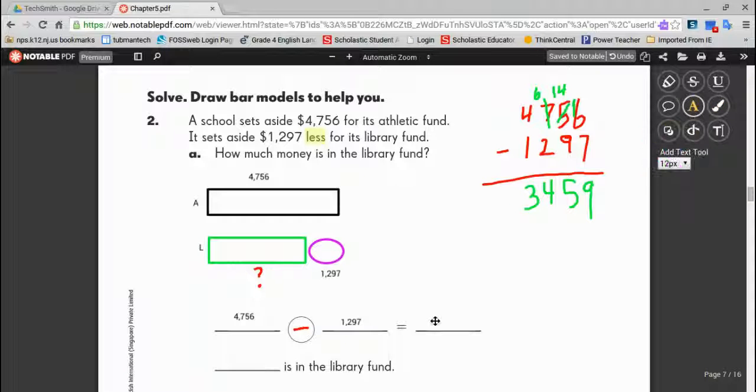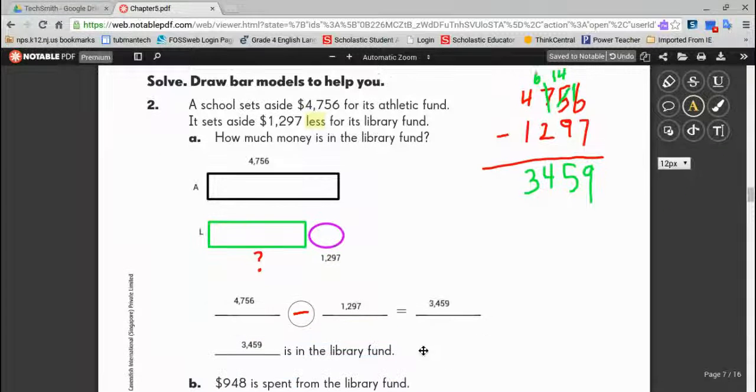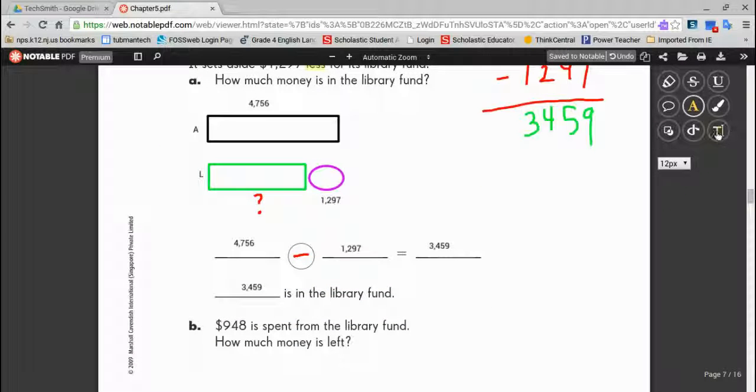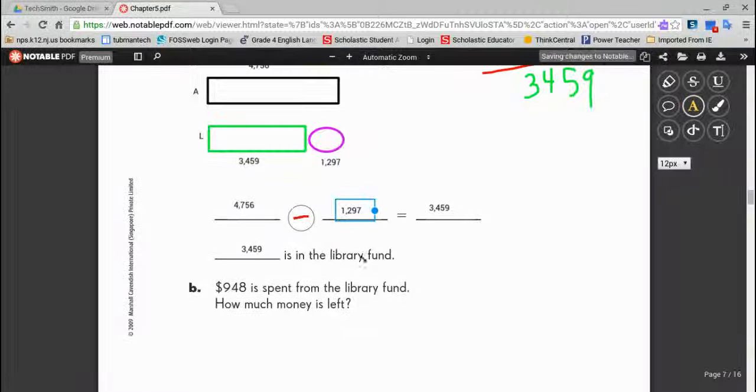Alright, so I know my answer, 3,459. So over here, I'm going to write that in. $3,459 is in the library fund. And again, I want to put that right back in my bar model. So instead of a question mark, I know that the library fund has $3,459.